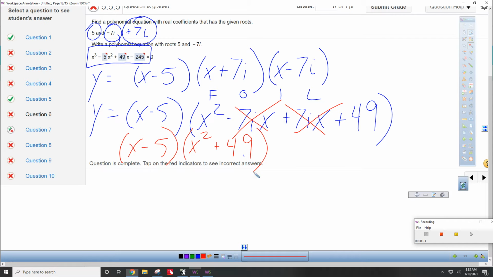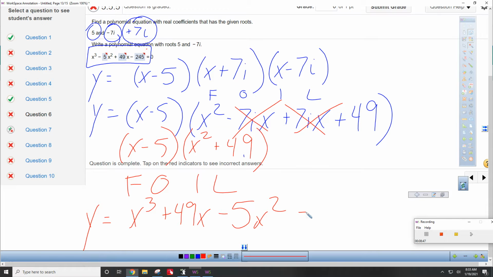Well, I want it to look like this. So I got to FOIL it again. X times x squared is x cubed. Outside, x times 49. Inside, last, 5 times 49, 245. There you go. Now, you have to switch these orders to match those up. See how I got that? That's a hard question.